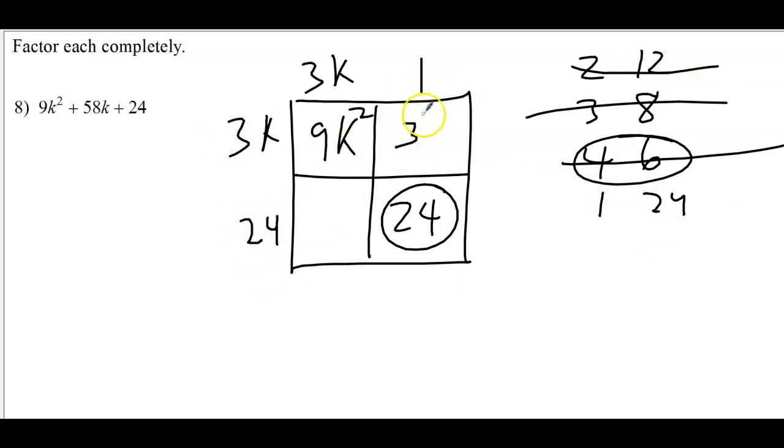3k times 1 is 3k. 24 times 3 is a really big number. I think that's 72 if I'm not mistaken. And nope, 72 and 3 cannot make 58 either. So none of these options are working. You know why that is?